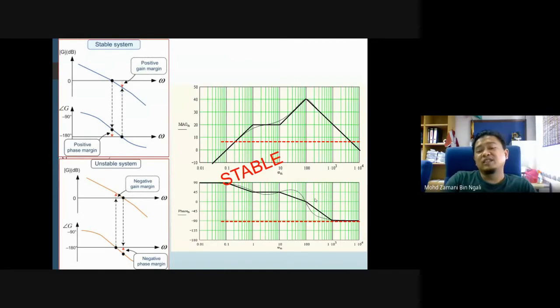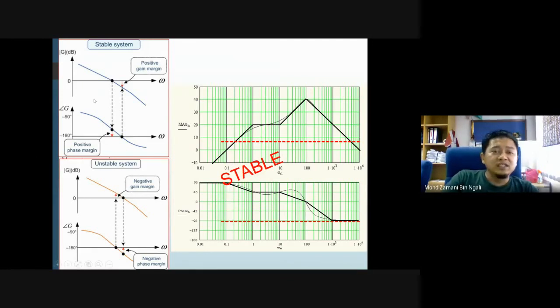Now, is the system stable or not? The answer is stable, because remember, for the gain line just now, we are looking for this. It's supposed to be here. We are looking for the intersection with this 0 decibel, the rightmost. Whereas for the phase line, we are looking for any intersection with negative 180. But for this case, there is no intersection with 180. So it means that this system is always stable.